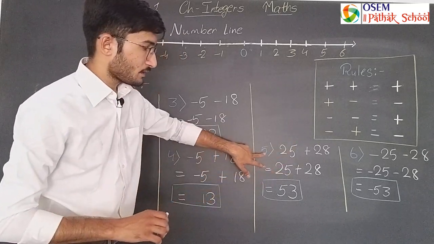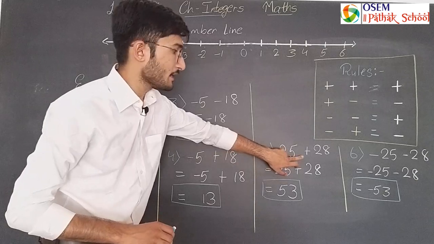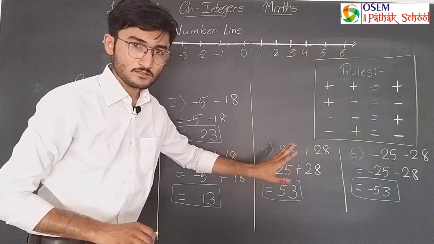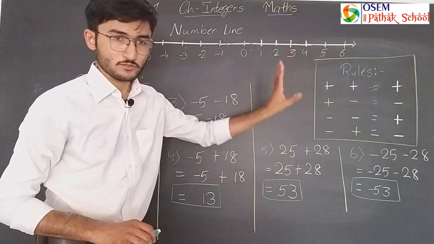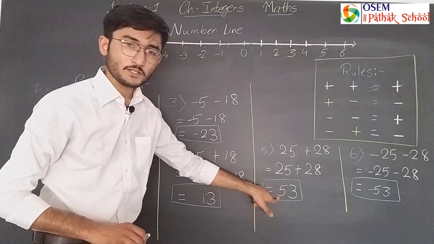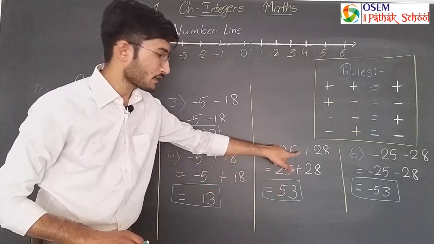But now we are going to solve bigger-digit numbers for addition and subtraction. Suppose in the fifth example, we take 25 added to 28. So both are positive integers, so the answer will be positive. 25 plus 28 is equal to 53. And here the bigger number is 28.